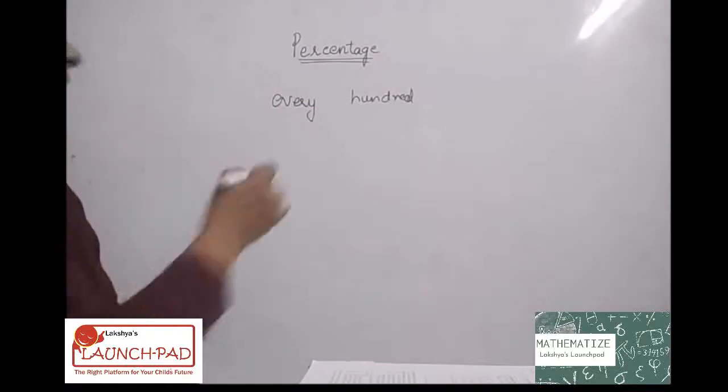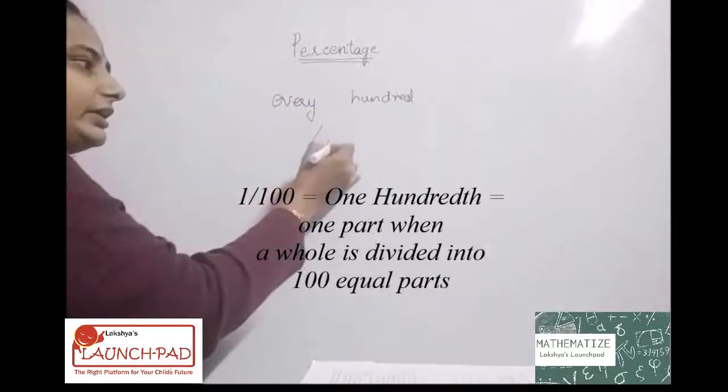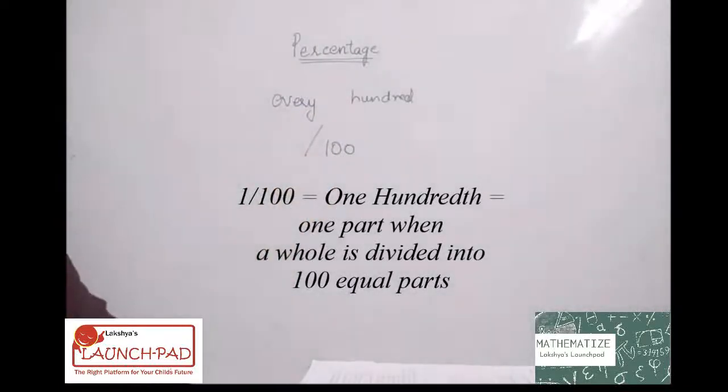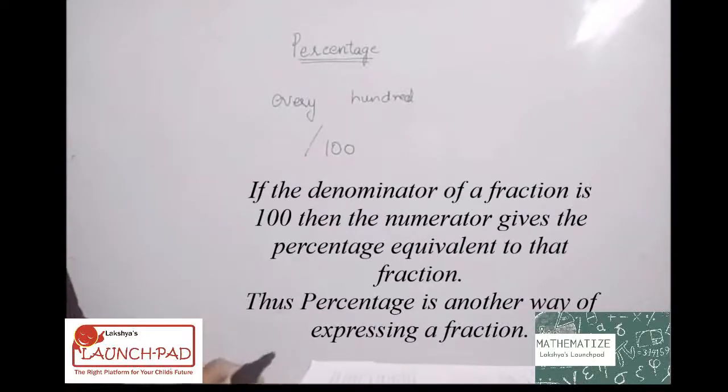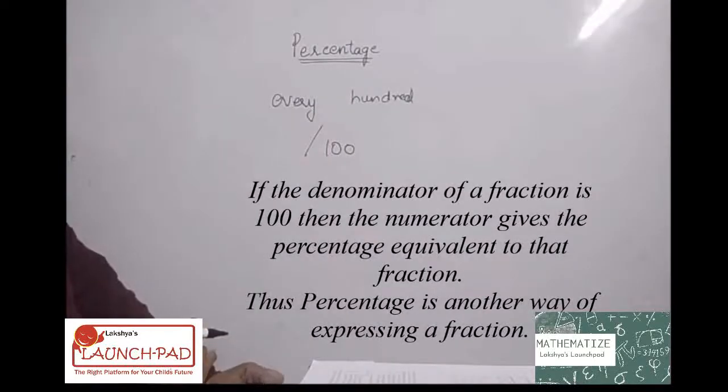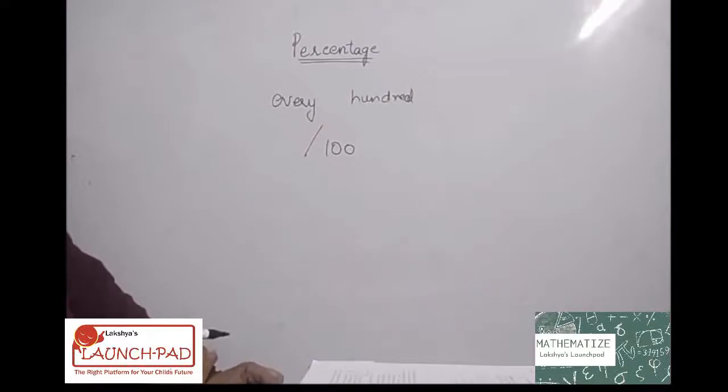So, percentage means for every 100. So, the basic concept is one part when whole is divided into 100 equal parts. So, if the denominator of a fraction is 100, then the numerator gives the percentage that is equivalent to that fraction. This is how the percentage is defined.